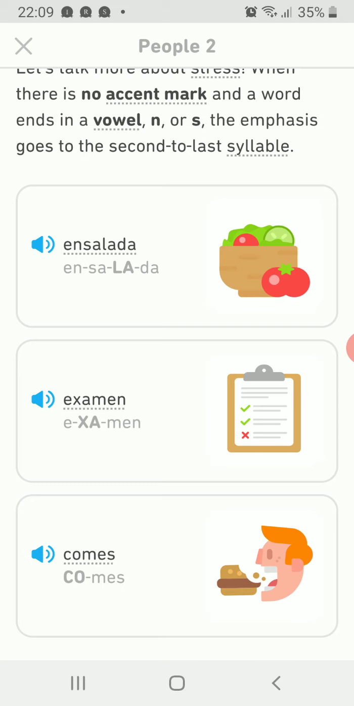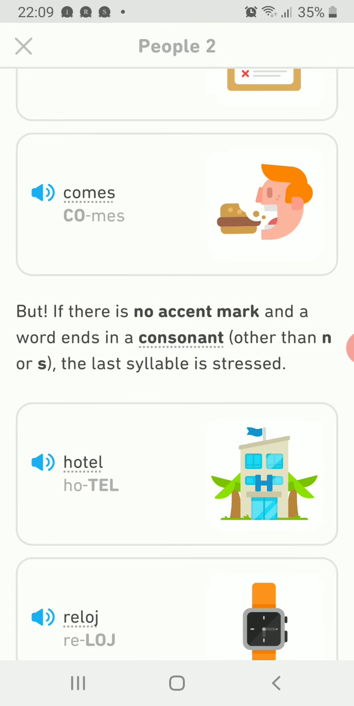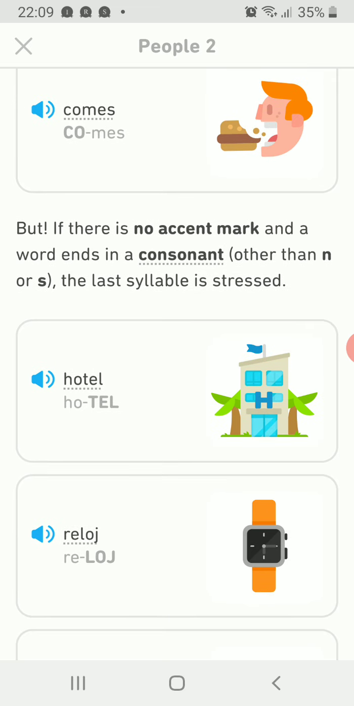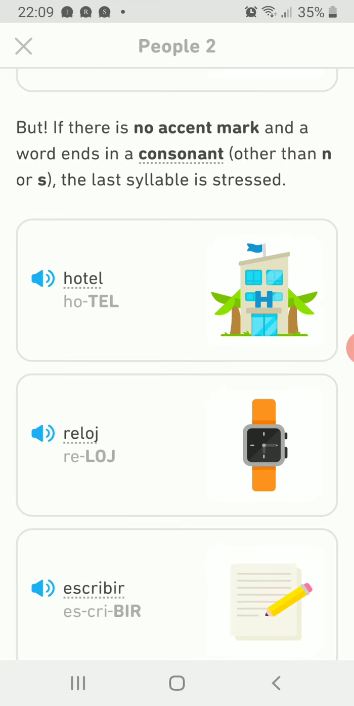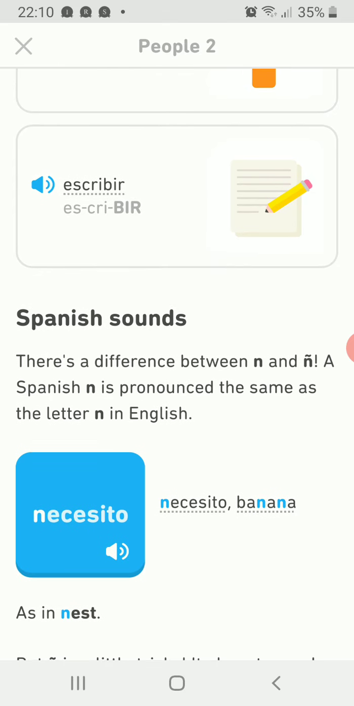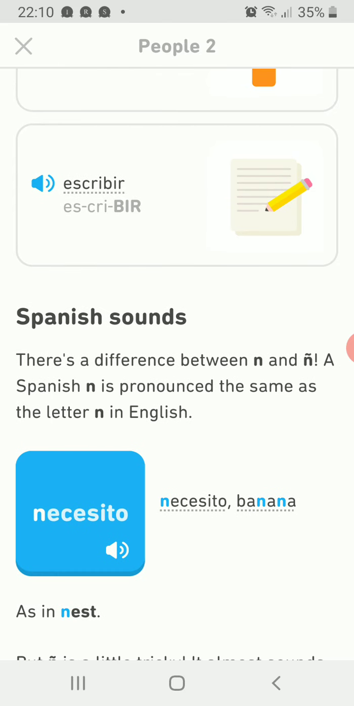For example, ensalada: the word ensalada ends with a vowel, so it ends with a vowel, N, or S. Now if it ends with a consonant other than N and S, let's see. Hotel, it's stressed on the last syllable. Reloj. Escribir. So it's clear. Está claro.